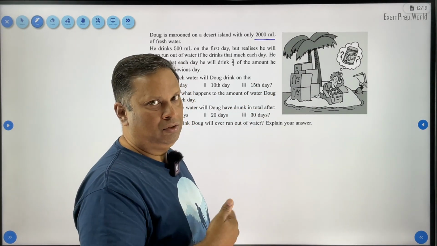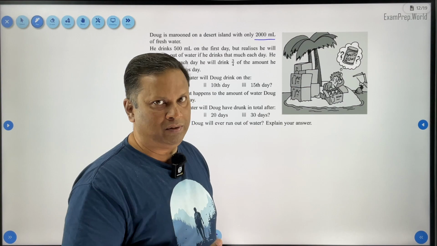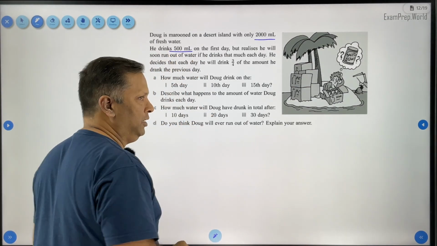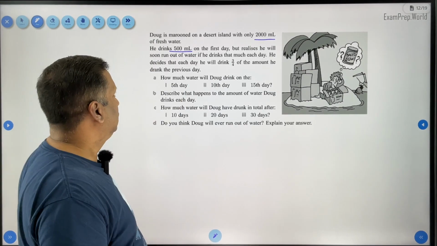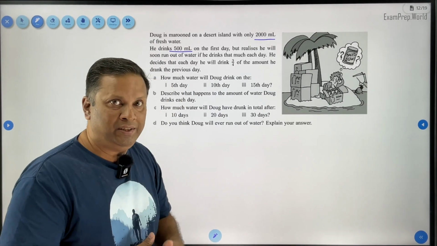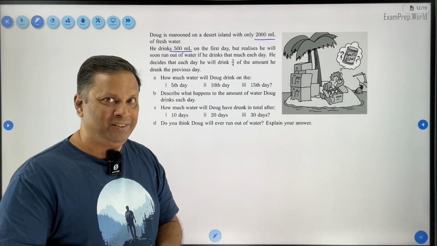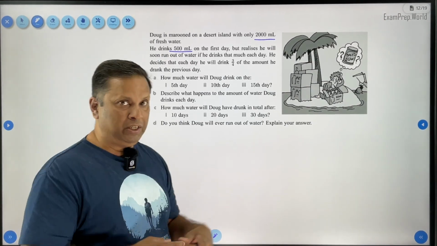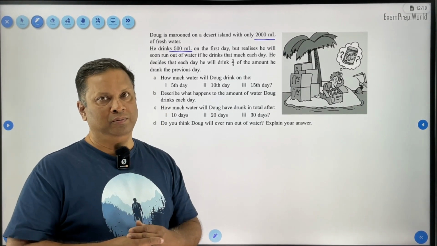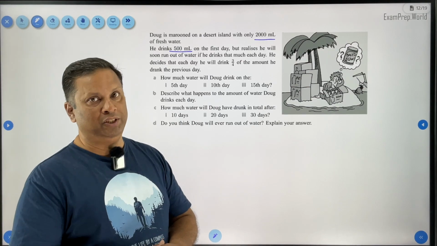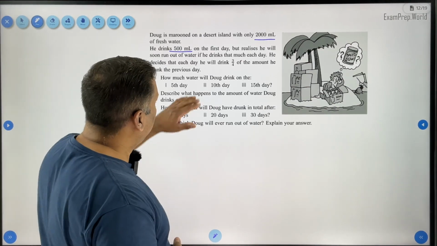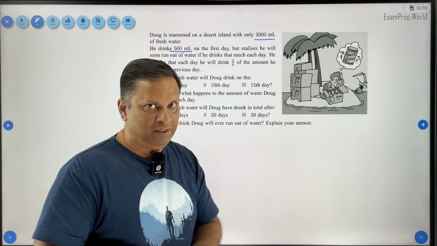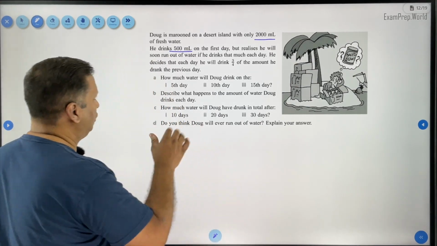So if he drinks water very fast, he will be out of water. But on the first day he makes a mistake and he drinks 500 ml, 1/4 of the water. So he finishes 500 ml on the first day. So he's left with how much? Only 1.5 liter of water. Then he realizes if he drinks so fast, the water will be over very fast. In 4 days he will finish it. So what he decides, he will drink only 3/4 of the amount he drank the previous day. Okay, this he decides.